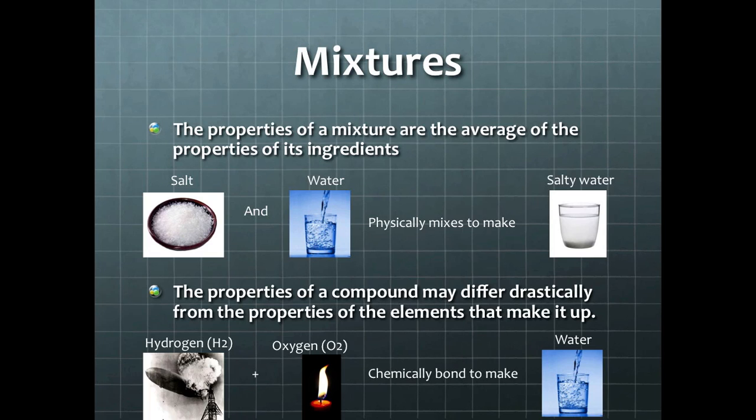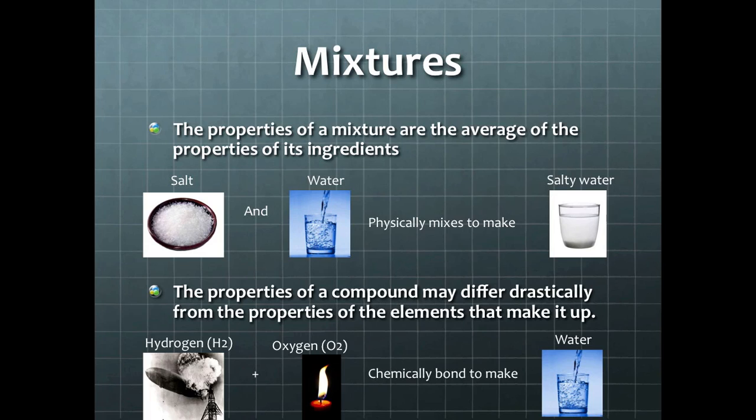Now, the properties of a mixture are the average of the properties of its ingredients. For example, you have salt, which is, I don't have a better way to describe it, really salty, and you have water, which is really wet and watery. If you mix those together, you get salty water, which is a mixture of saltiness and wateriness.